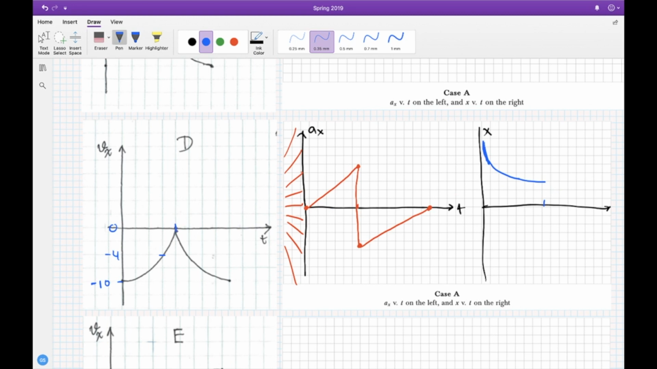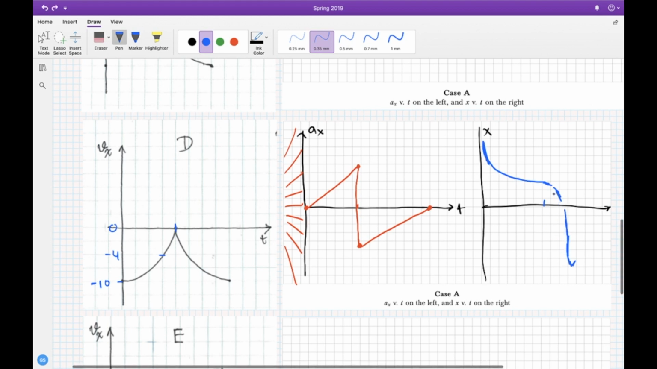Then we start getting a very, very small negative value, and then that negative value increases back up to 10. So a small negative slope would look like this, then a bigger slope would look like this, and an even bigger slope would look like this. And then it levels off at a really, really big negative slope. So our final answer should look something like this.